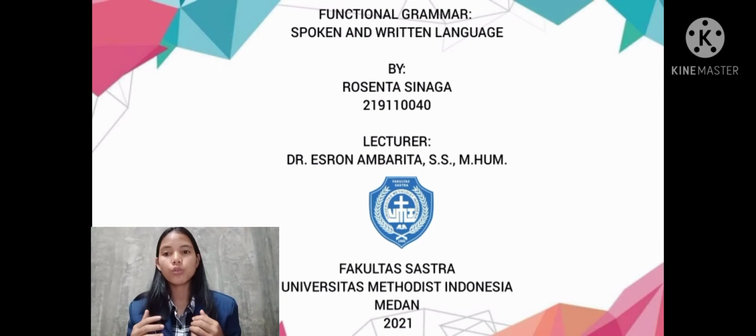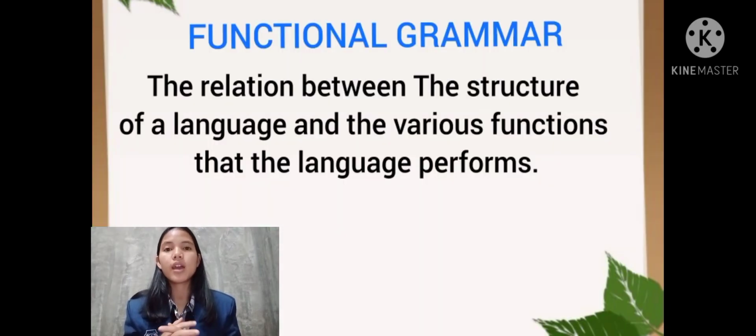In this video, I would like to explain about the spoken and written language. But before that, I want to talk a little about functional grammar. Functional grammar is a grammar that puts together the patterns of the language and the things you can do with them. That is, it's based on the relation between the structure of the language and the various functions that the language performs. Let's be talking about the spoken and written language.